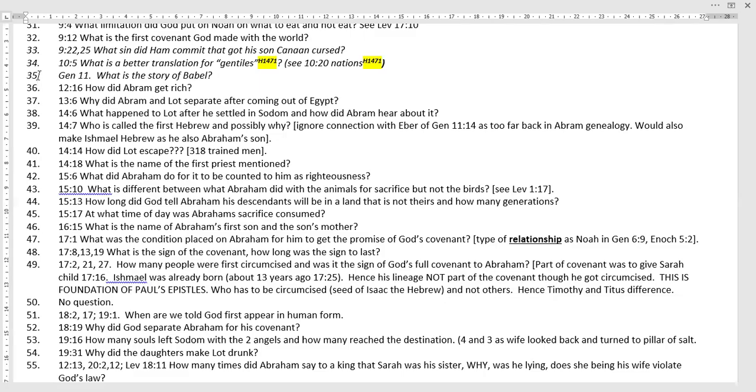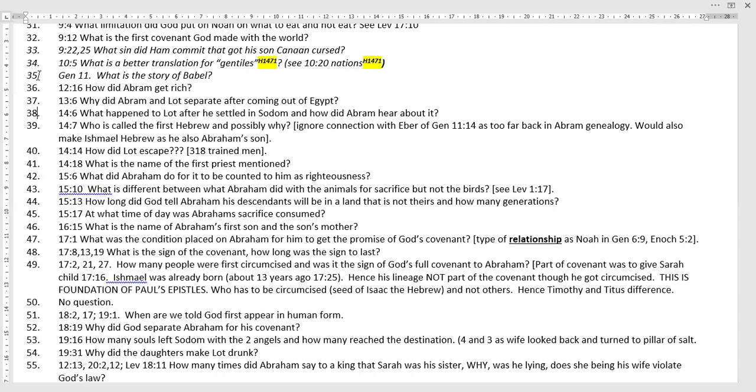Question 37, why did Abraham and Lot separate after coming out of Egypt? In 13:6, because the land couldn't hold both of them. Oh, sorry, I'm in chapter 12. I'm in chapter 13, sorry, 13:6. That says, and the land was not able to bear them, that they might dwell together, for their substance was great, so that they could not dwell together.